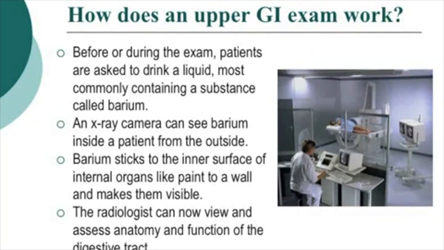Some patients are also given baking soda crystals, which produce some gas inside the patient, distending the upper GI tract. Using both contrast and the gas helps to see the lining of the GI tract better.